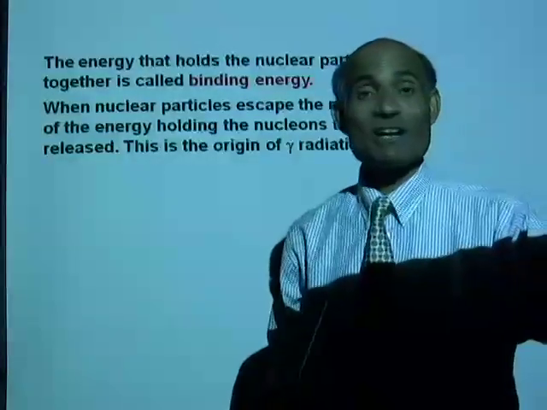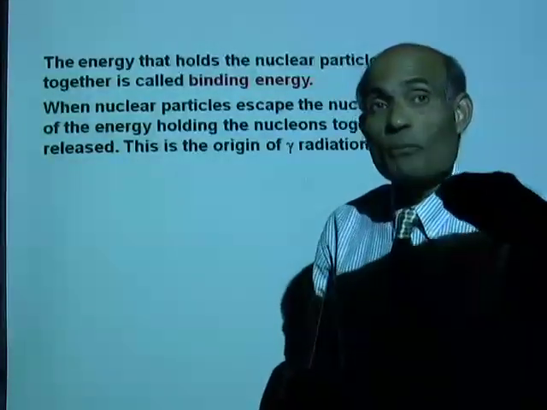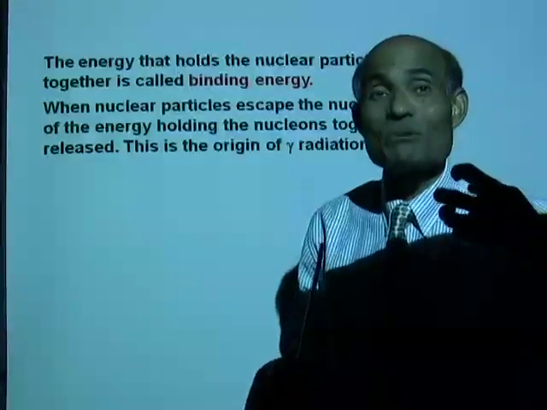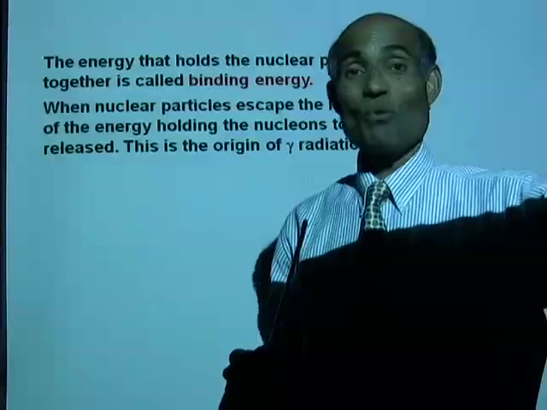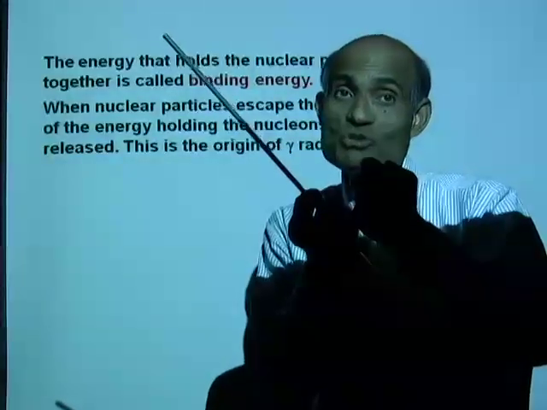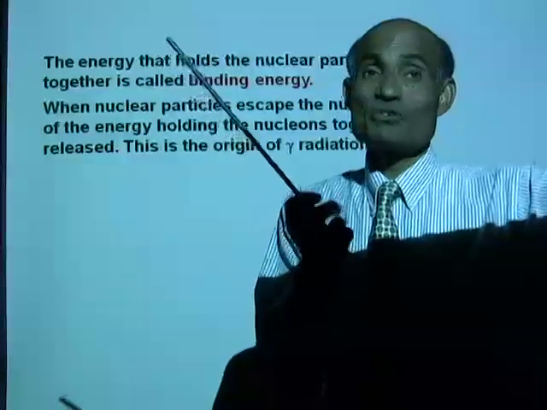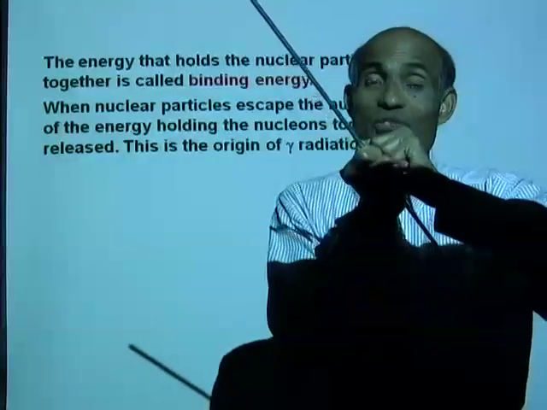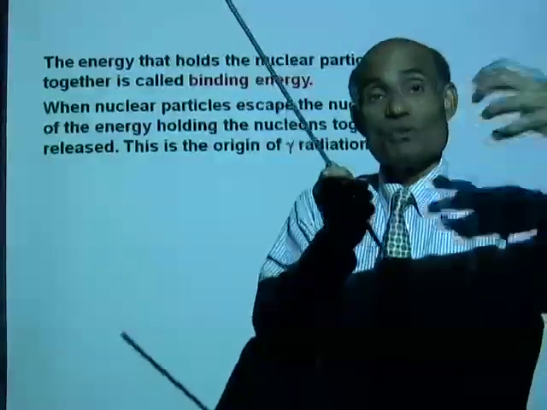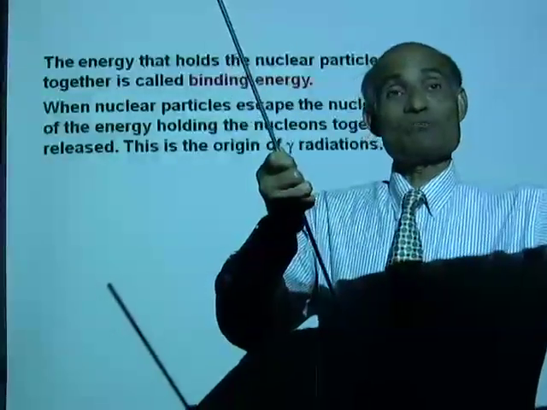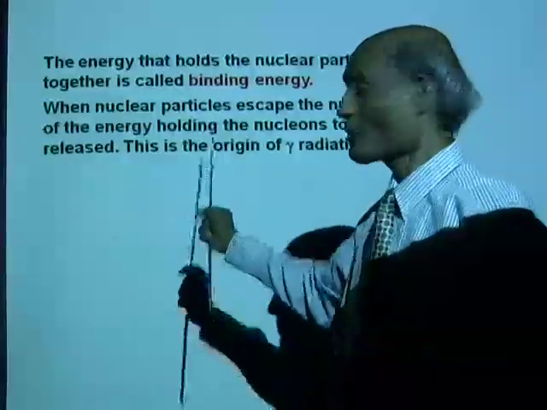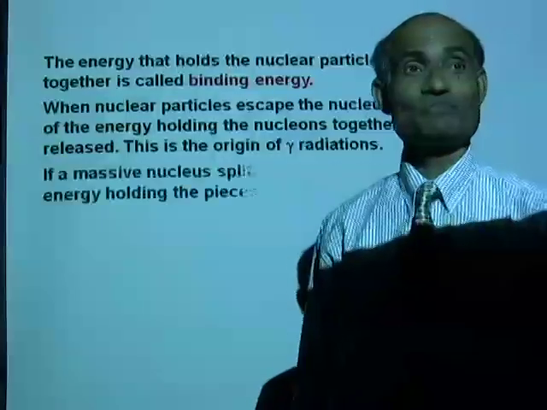We discussed in the last class that when an alpha particle is emitted by a nucleus, it is very often accompanied by a gamma radiation. Why? Because alpha particle means a part of the nucleus is torn apart. So the energy that binds those particles within that nucleus has to be released when the particle is broken away from the nucleus.